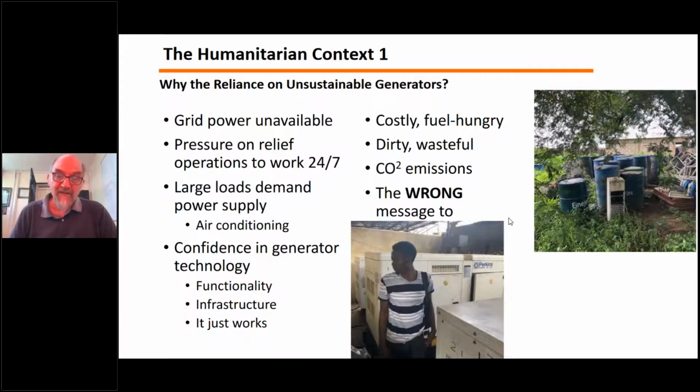And it's the wrong message to the communities. You can see in the picture that the large generators, they make a lot of noise at a site in South Sudan, and you can see the drums that have to be transported and stored. And so these drums are just stored under a tree. Not good.